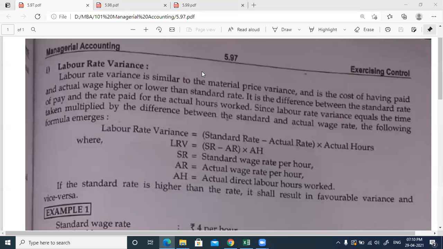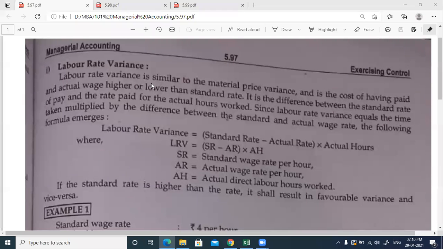I request Trupti to read the first paragraph of this topic. Trupti. Yes, sir. Read 5.97. Labor rate, yes, sir.